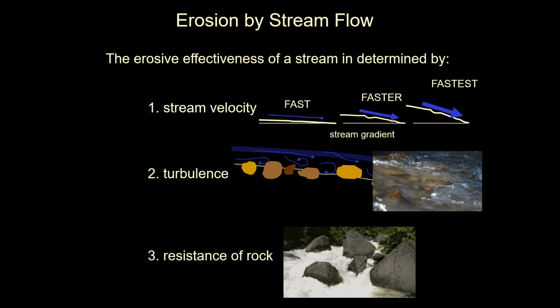And then the resistance of rock also plays a role. So really tough rock, like in this video, is going to be more resistant to erosion. If you have softer materials like sandstones, those are more easily carried away, but harder rock like granite, for example, is much more resistant to overland flow and stream flow.